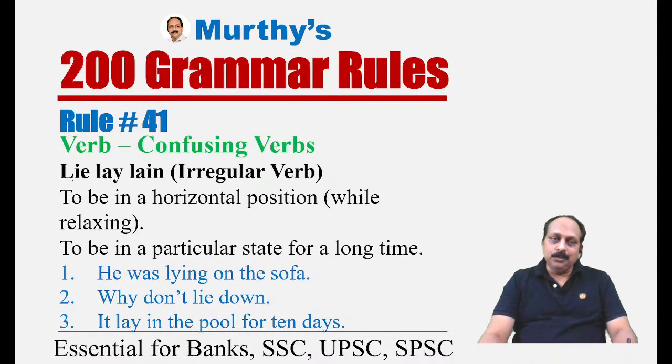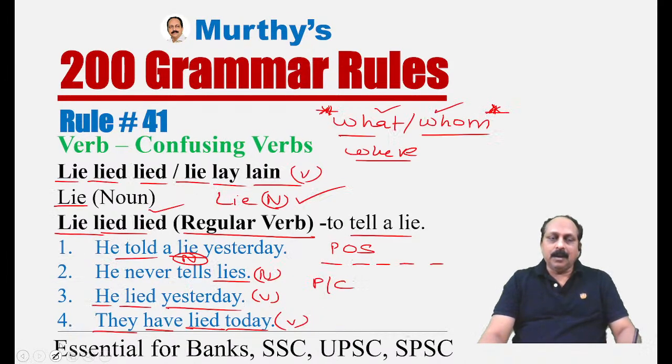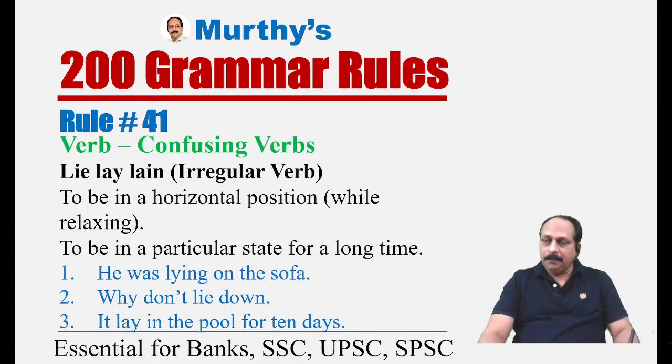Now let us go to the problem here. Lie can be a noun. Lie can be regular, lie can be irregular. As a noun, easy to handle. As a regular verb, easy to handle. Now you have to listen very carefully. Lie can be an irregular verb. Many students are not aware of the irregular form, one thing, and they don't know how to use that form, another thing. As an irregular verb, lie, lay, laying.